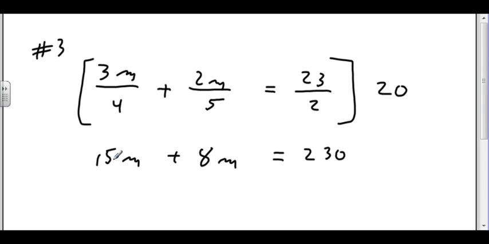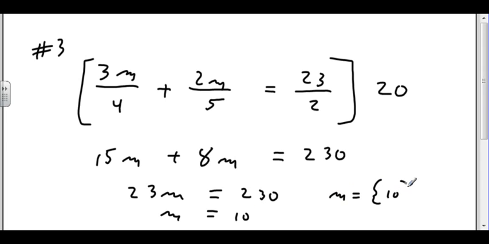And this is 23. It is, really? Yeah. 23m is equal to 230. So I'd have m is equal to 10. I'd write m equals solution set 10. And that would be my perfect answer, but there's nothing wrong with that guy there either.